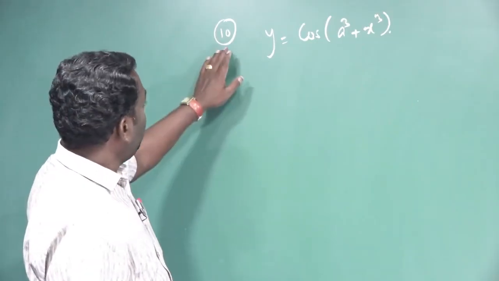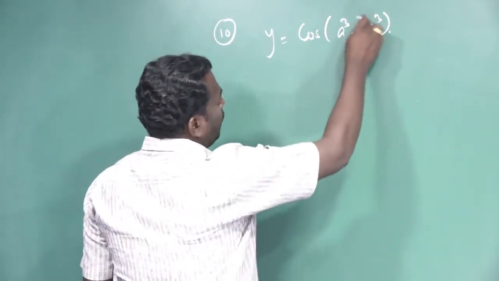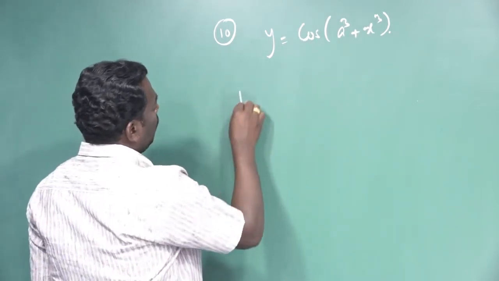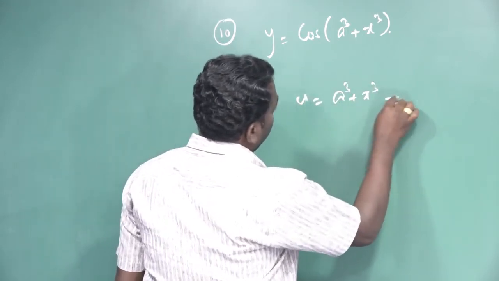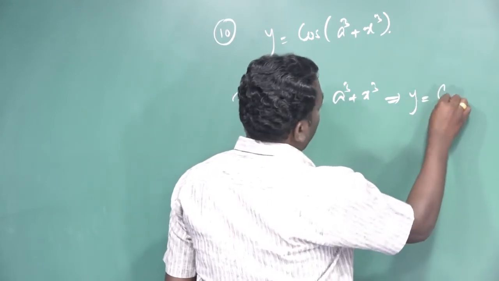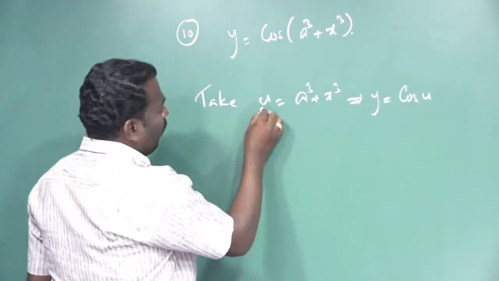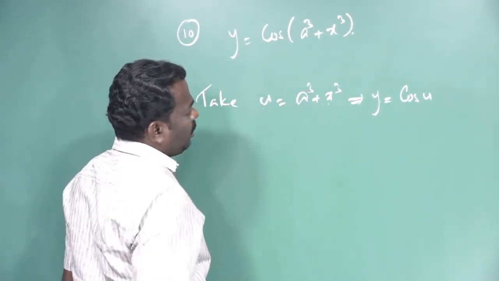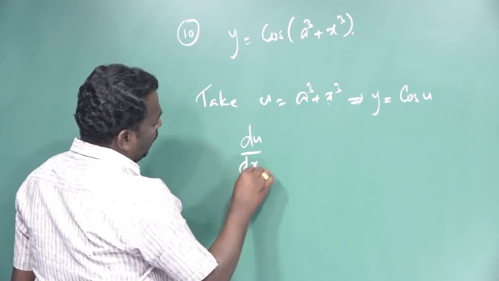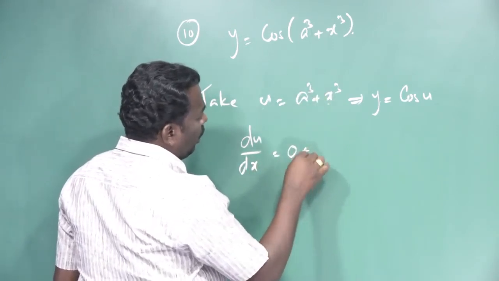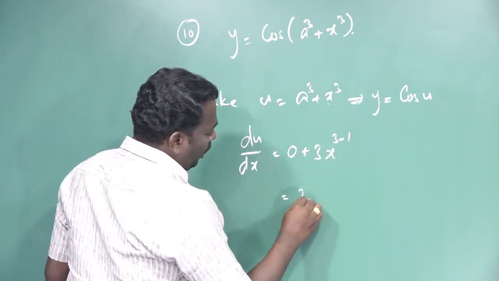The next one, question number 10: y equals cos of a cube plus x cube. Again, similarly, consider the term within the bracket as u. Take u equal to a cube plus x cube. That implies the function y equals cos u. Now u is a function of x, and a is a constant term, and y is a function of u. Therefore, the derivative du by dx equals the constant term 0 plus, by the x power n formula with n equal to 3, 3 into x power 3 minus 1, that is 3 x squared.